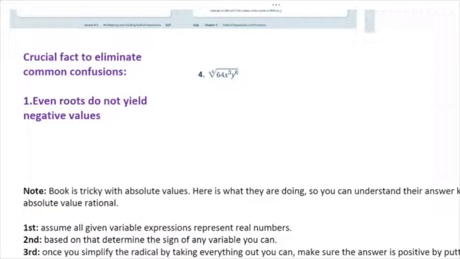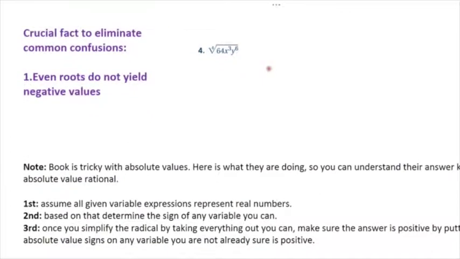Again, we're going to have the absolute value problem, and we get into an assumption that the book has. Remember, our critical fact is that even roots do not yield negative values. So this is an even root. What we bring out has to be a positive answer. Now, there's an assumption that the book has that it does not explicitly state. That's not good. They should explicitly state this.